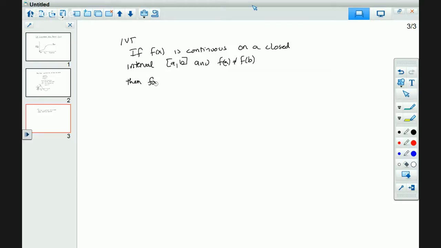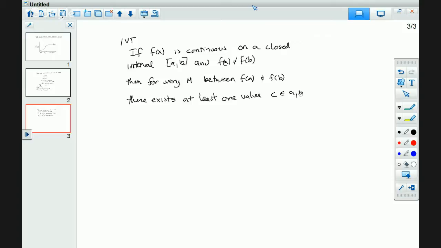Then your book uses n for the y values that we tried to find. So for every m between f of A and f of B, there exists at least one value C.